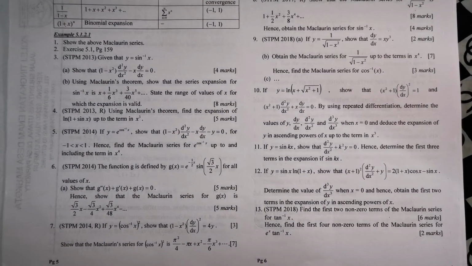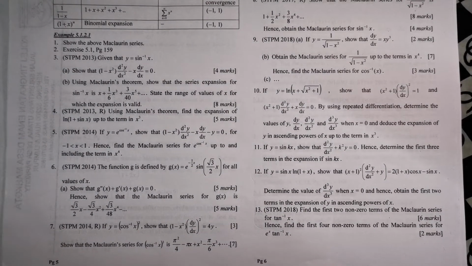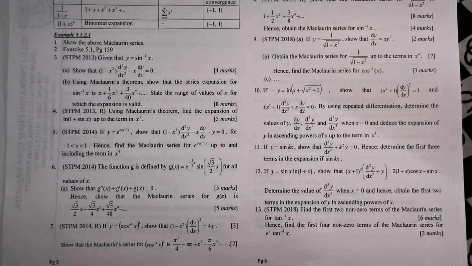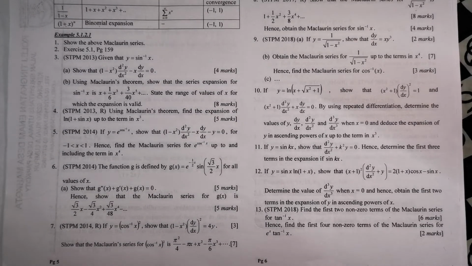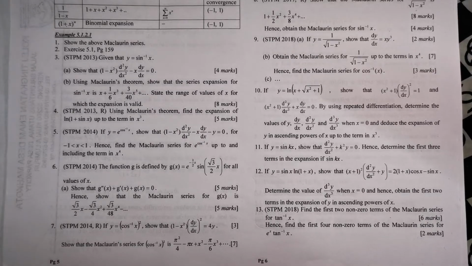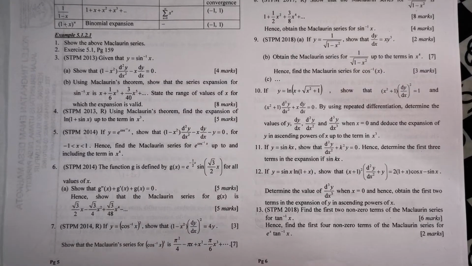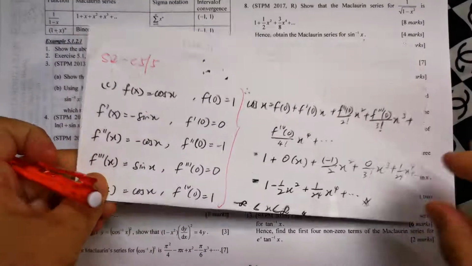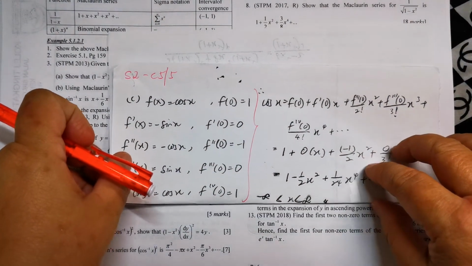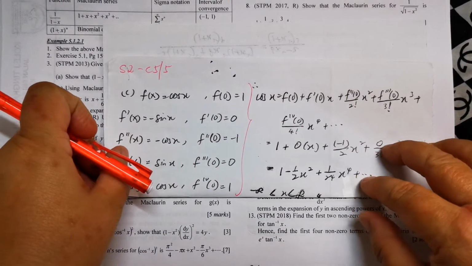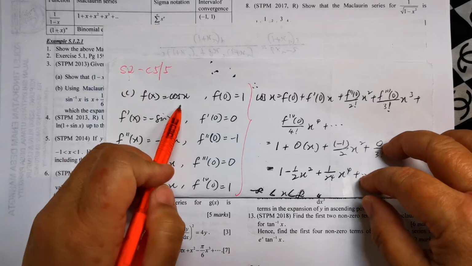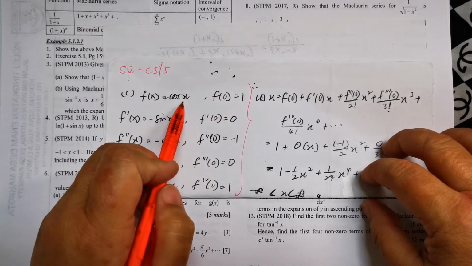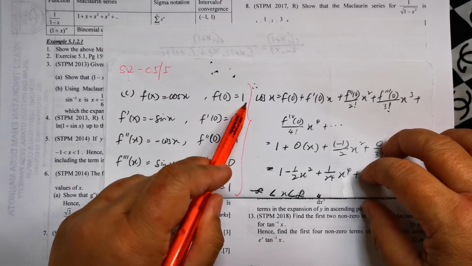Okay, so next, the third example that I'm going to discuss is the function cos x. Not difficult, cos x also. So this is for cos x. f(x) is cos x. So sub 0 into the function, so cos 0 is 1.